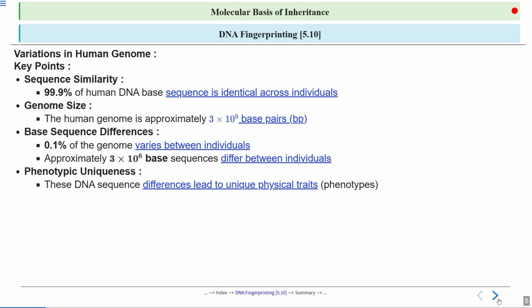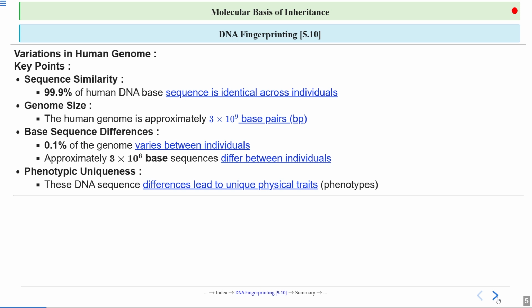This is giving what? This is giving phenotypic uniqueness. These DNA sequence differences lead to unique physical traits, unique phenotypes, and that's why we all look different.